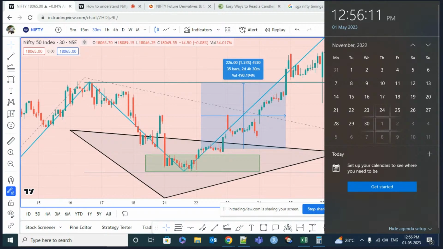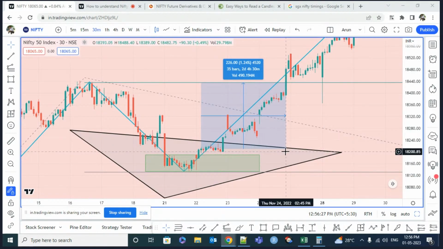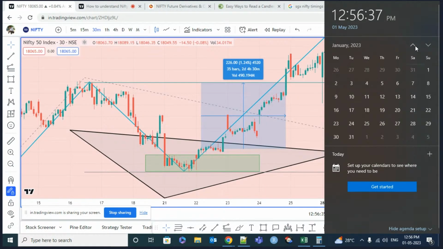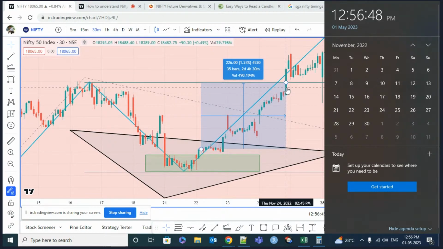So what I do is I buy call options on November 1, Thursday's expiry. Fine. Then what happens? This target is reached here. This target has been reached here on November 24th, Thursday. So we had an entry on November 22 here, and this target was reached on November 24th.